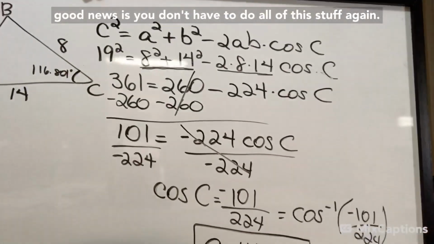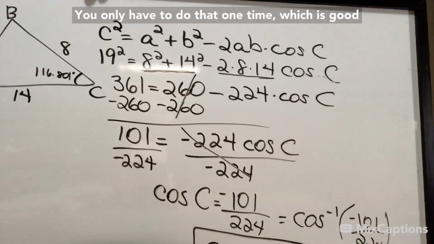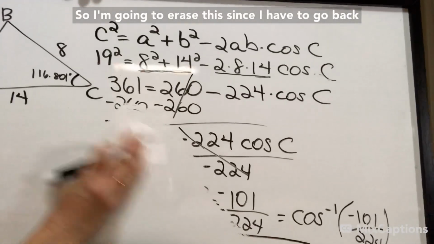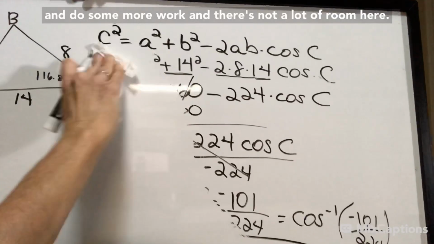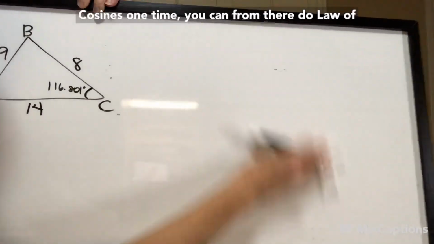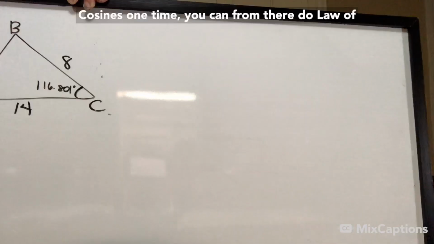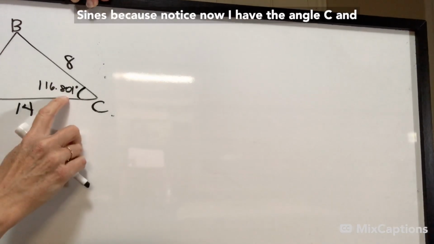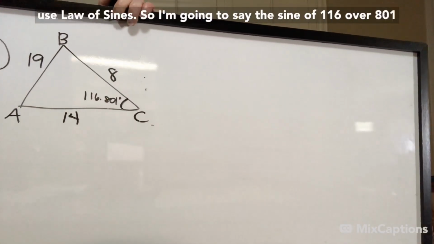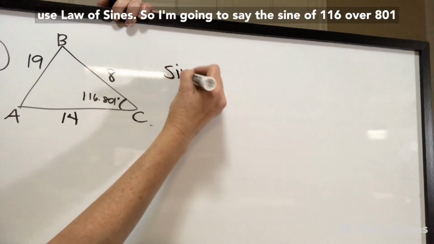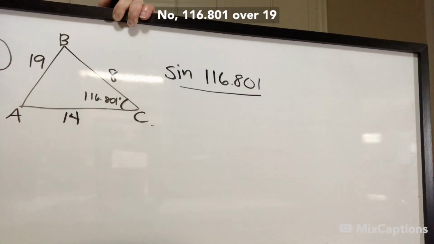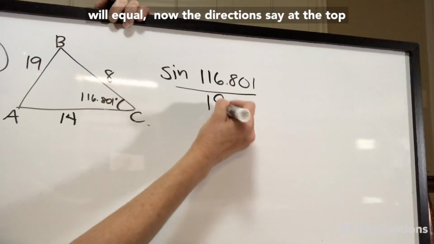Now the good news is you don't have to do all of this stuff again. You only have to do that one time, which is good because that was a little bit of work to get our answer. So I'm going to erase this since I have to go back and do some more work, and there's not a lot of room here. Okay, so after you do the law of cosines one time, you can from there do law of sines, because notice now I have the angle C and I also have the side C, so that's a good time to use law of sines. So I'm going to say the sine of 116.801 over 19 will equal.